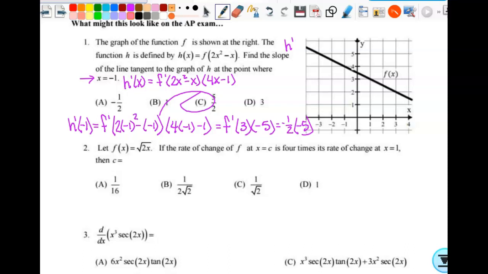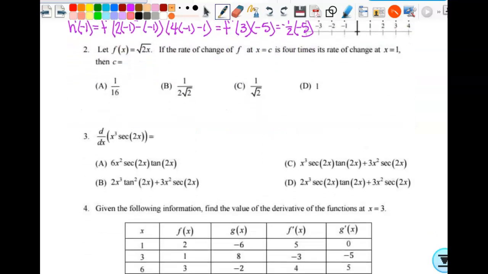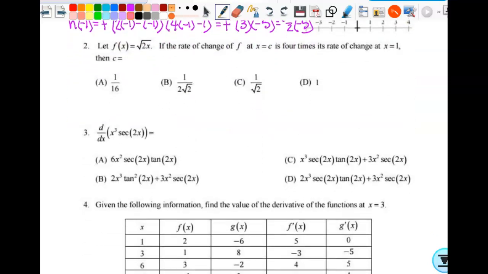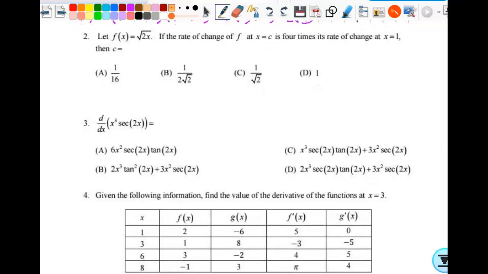Number 2, we're going to let f of x equal the square root of 2x. If the rate of change of f at x equals c is 4 times its rate of change at x equals 1, then c equals blank. All right, so if we're talking rate of change, in other words, rate of change is slope, and that also means derivative, right? So I need f prime. So first I'm going to rewrite f of x. f of x is equal to (2x) to the 1/2 power.